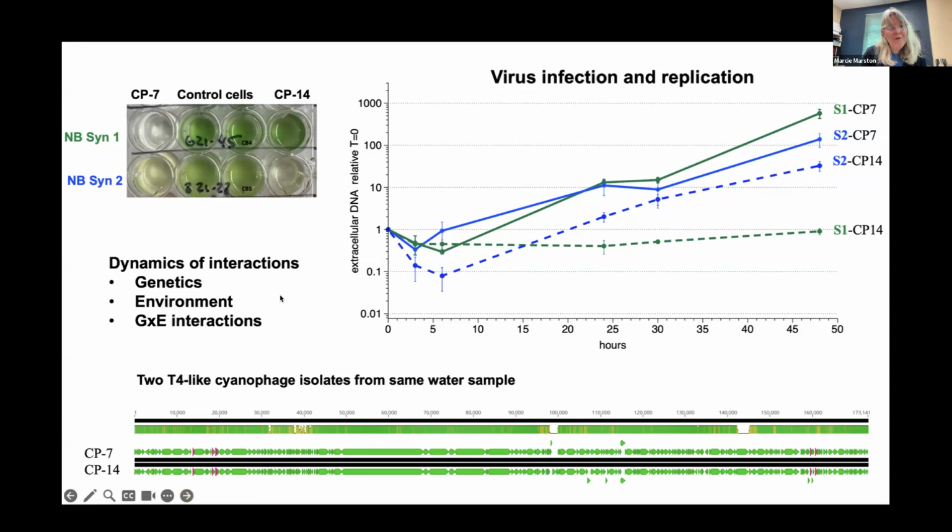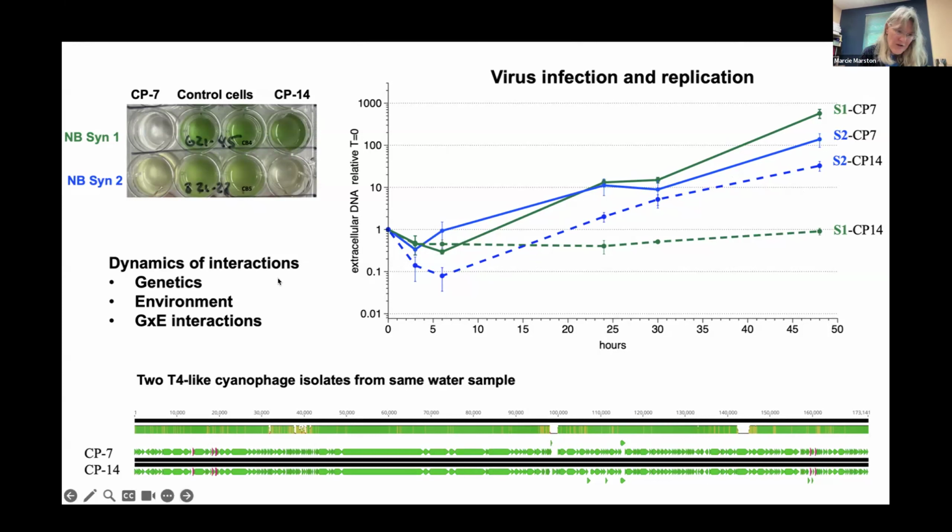I'd just say that when you're thinking about trying to study the dynamics of these interactions, certainly there's something to do with genetics, right? So someplace in here, the differences between these two viral isolates allow one to infect Synechococcus 1 and one to not be able to infect Synechococcus 1. But environment can also play a big role. I haven't talked about that, but if you change the light levels or the temperature, you can change the latent period, the attachment, and how much virus is actually produced.